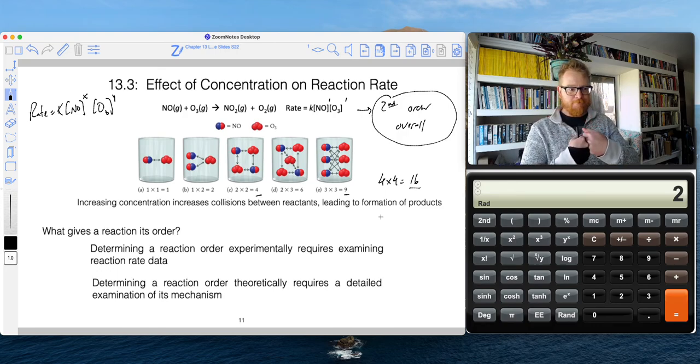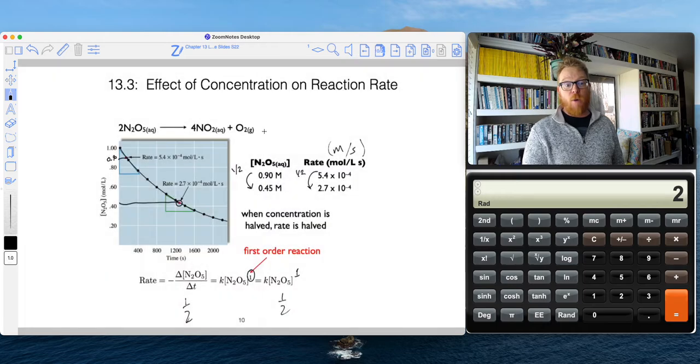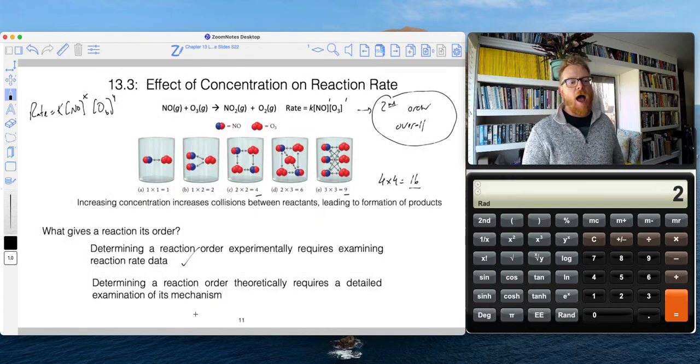Okay? So what gives a reaction its order? So determining a reaction order experimentally requires examining the rate data. That's just like what we did here. We have to examine the rate data, and I'm going to go through an organized way to do that. Determining a reaction order theoretically requires a detailed examination of its mechanism.